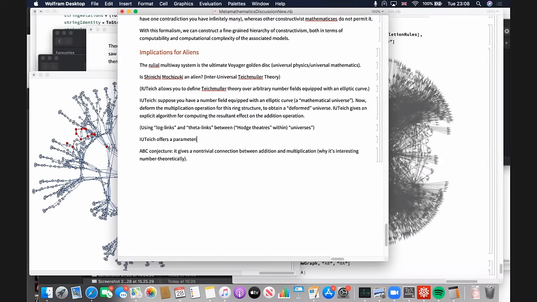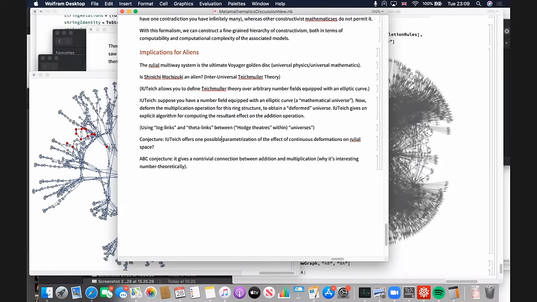Parameterization of the effect of deformations, continuous deformations, on Ruliad space. One possible. That's kind of crazy. And who knows if it's even right?